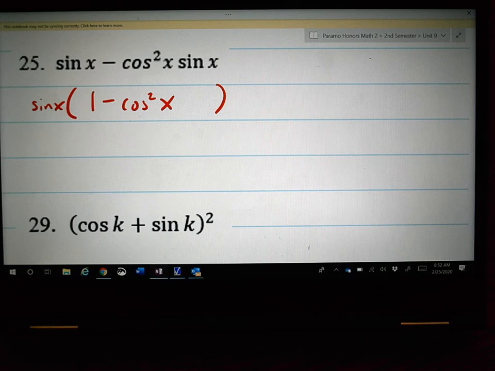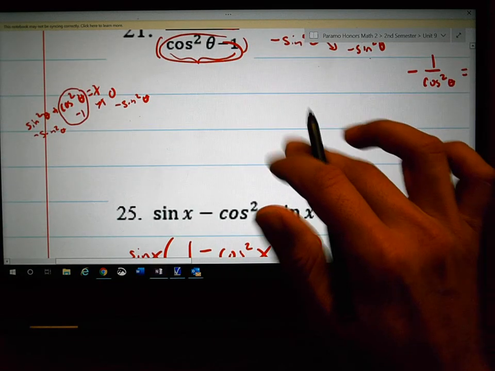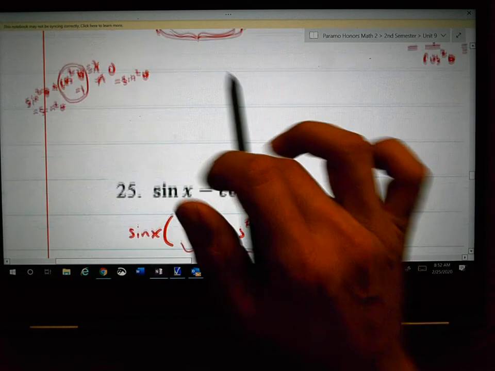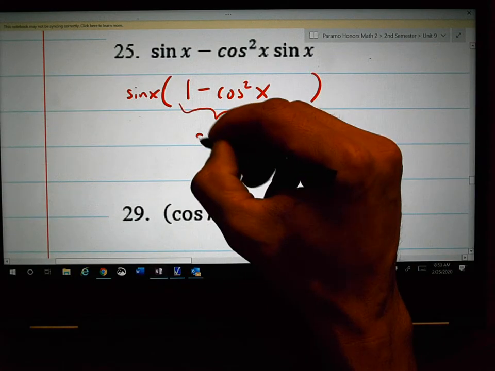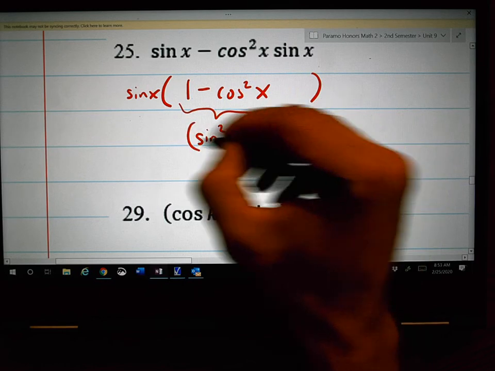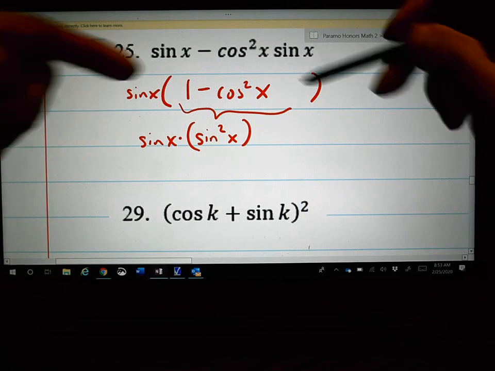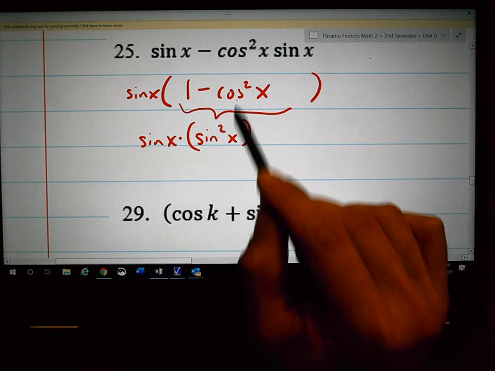Then I see a Pythagorean identity. Since the sine squared of theta plus the cosine squared of theta is equal to 1, if you have 1 minus cosine squared and you subtract the cosine squared, I know what that's equal to. I have now made it smaller. I took it from 2 terms down into 1 term. This is now sine squared of x.